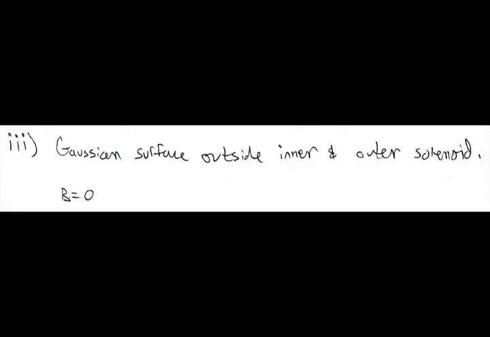And for part 3, the Gaussian surface of the radius R is going to be larger than both radius A and radius B. So since it's outside the inner and outer solenoid, there's no magnetic field due to the inner and outer solenoid, therefore it's 0.